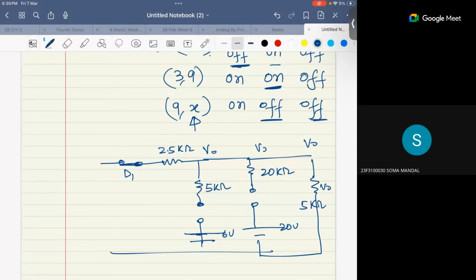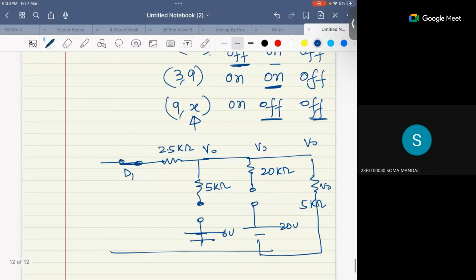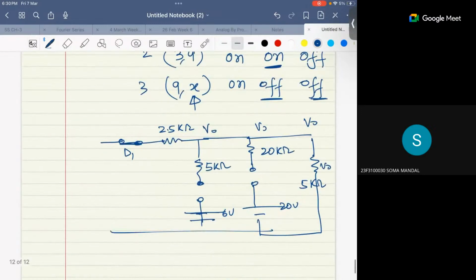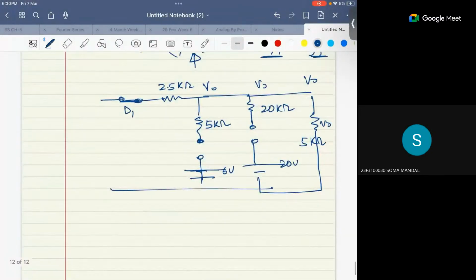Now we have to find the value of this x, right? Correct. So this is case 3, this was case 1, this is case 2, this is case 3. Okay, what will happen now? Now can you write the equation?